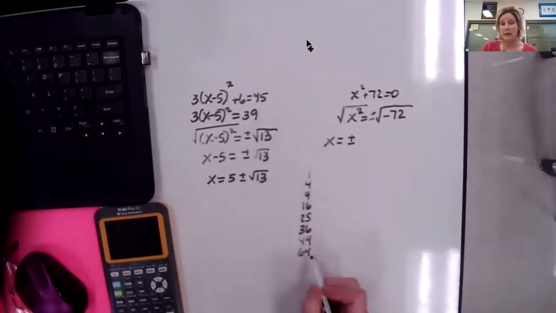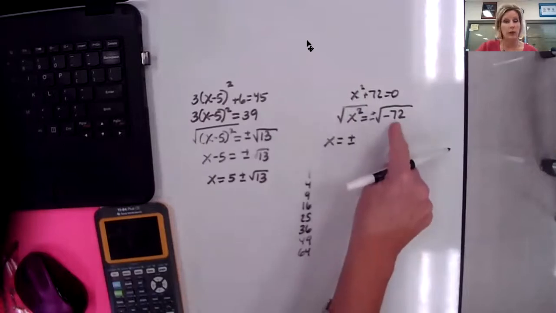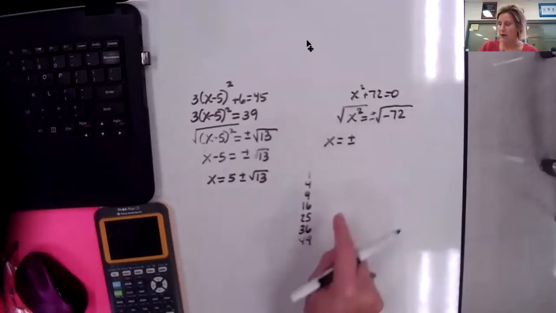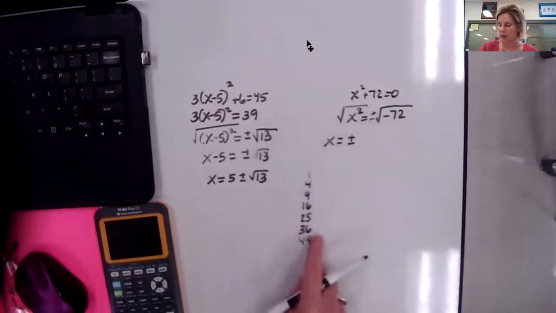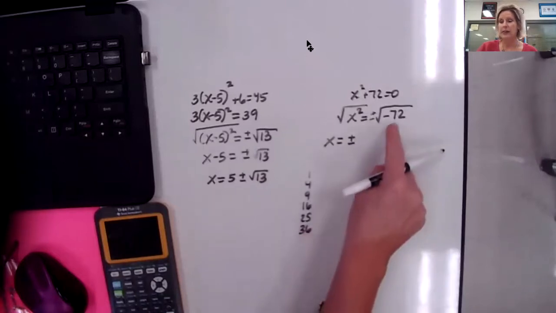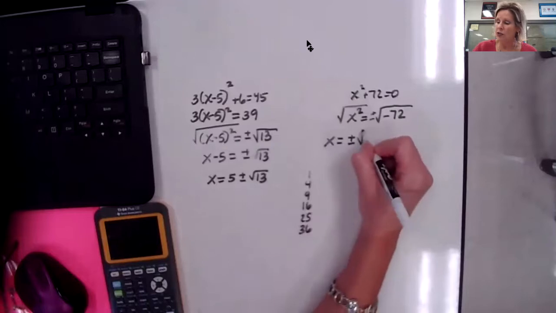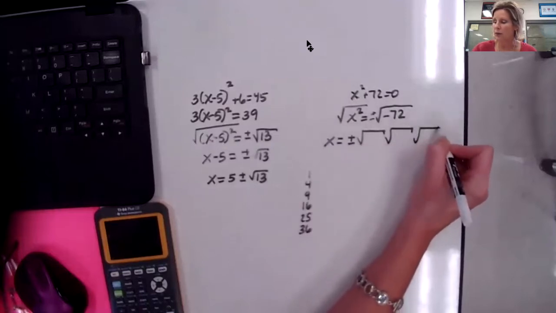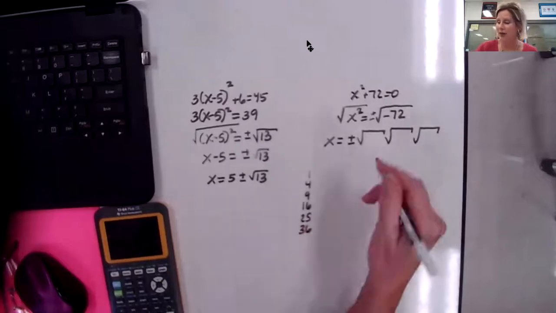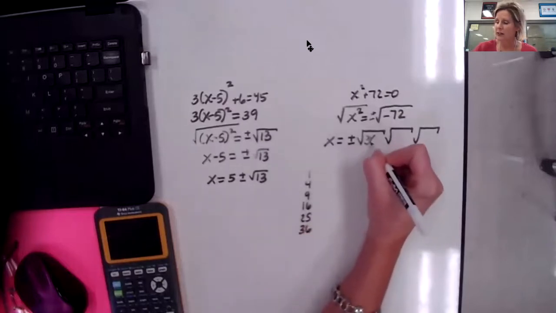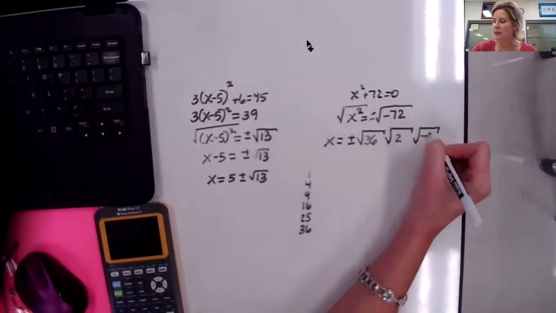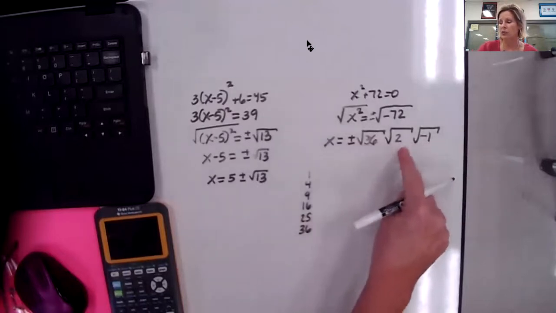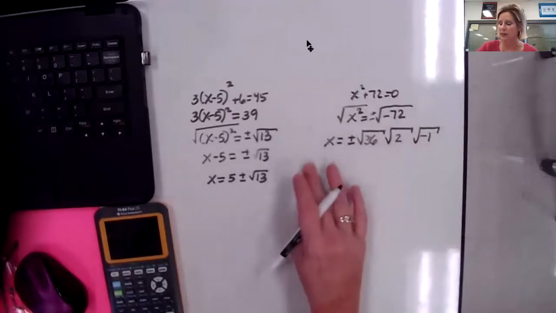So start with 64. The 64 going to 72. This 49 going to 72. This 36 going to 72. Yes. So if you start with the largest perfect square first, you're going to break it down the fastest. So it's 36 times 2, and then times a negative 1. Those 36 times 2 times negative 1 equals the negative 72.